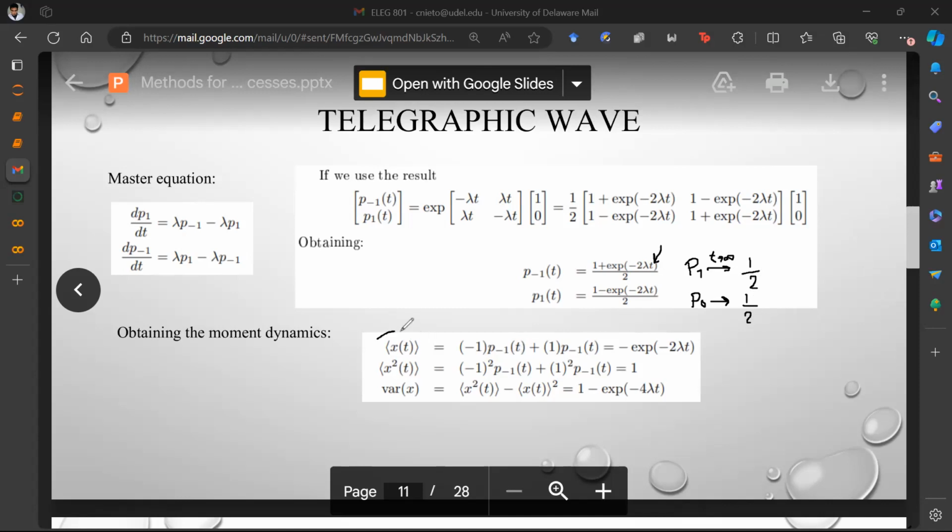And from this, you can estimate the mean, that is taking each value times the probability. So -1 with probability of -1, and 1 with probability of 1. This is 1. So you have that the mean follows this equation, and the variance follows this other equation. It depends on how you define your states.